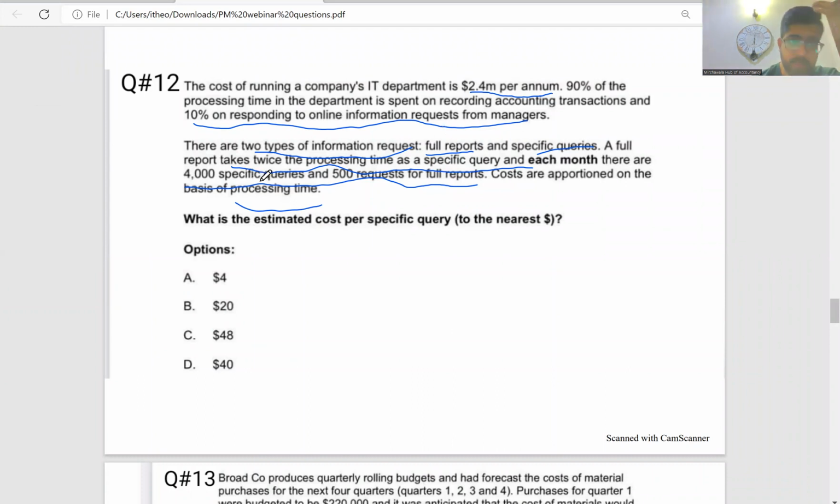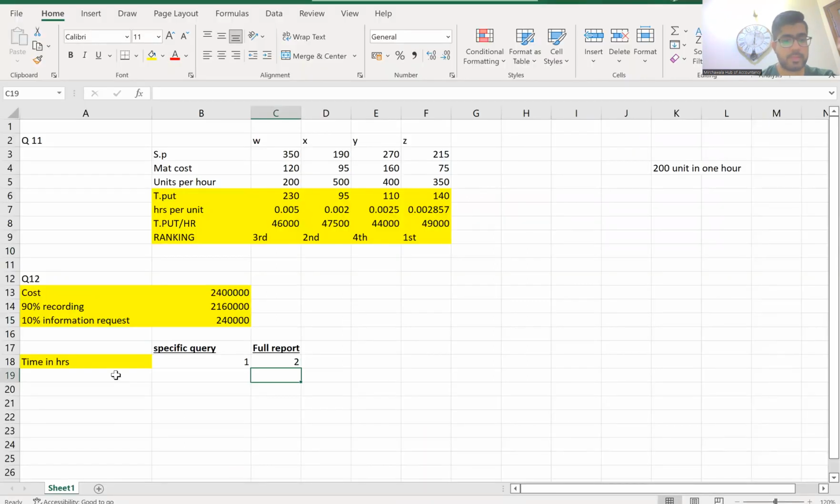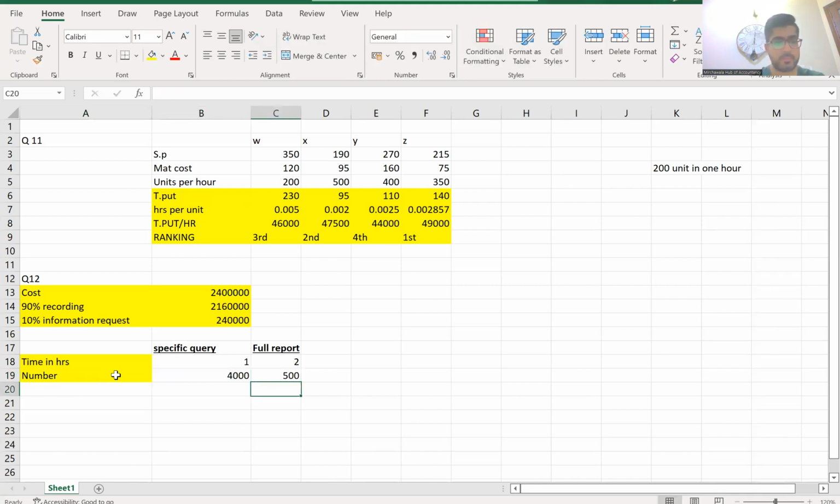Each month there are 4,000 specific queries and 500 requests for full reports. So the number is 4,000 specific queries, 500 full reports. Okay.